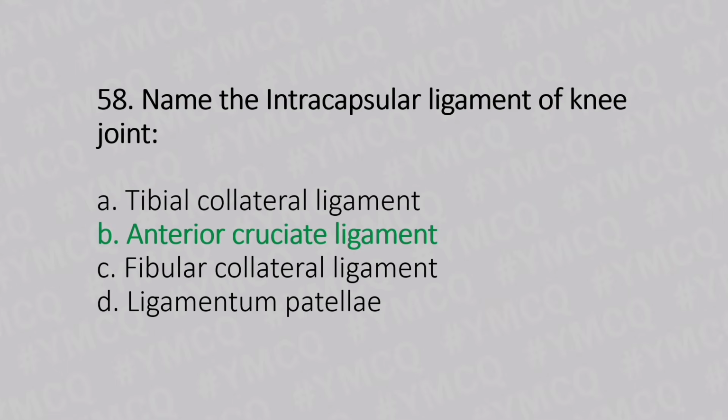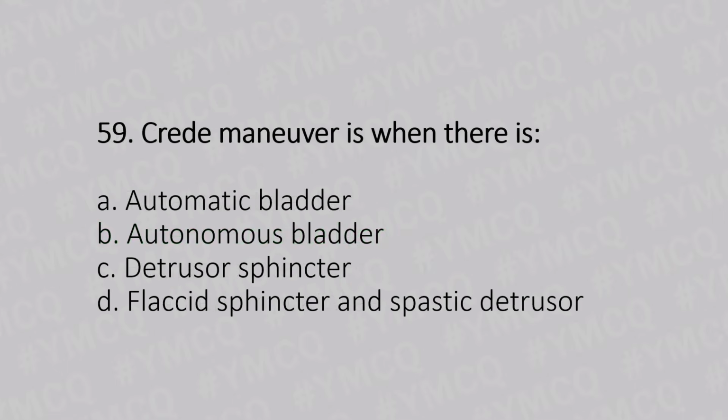Moving to our 59th question. Credé maneuver is used when there is option A, automatic bladder. Option B, autonomous bladder. Option C, detrusor sphincter dyssynergia. Option D, flaccid sphincter and spastic detrusor. And the answer is option B, autonomous bladder.